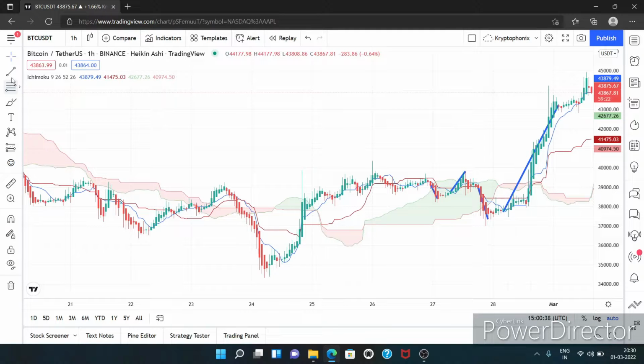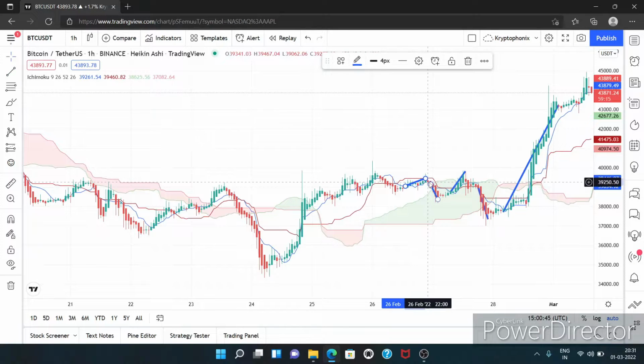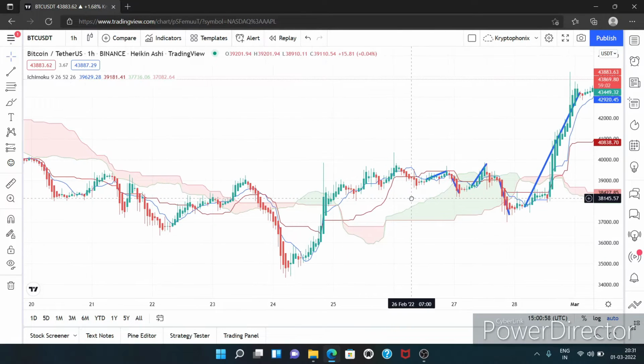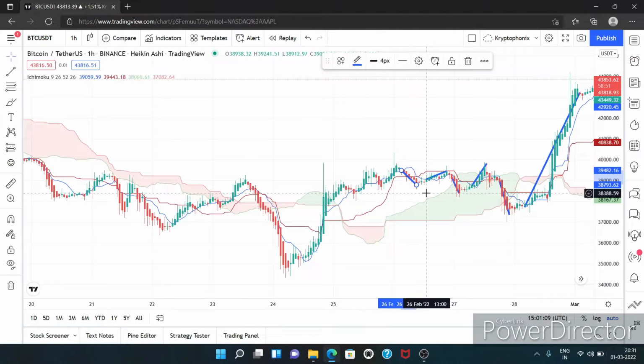This right in front of us, a close above the blue line, small up move, a close below the blue line was a signal to sell. So if someone would not have booked the profit here, they initiated a short trade. Now if you look over here, a close below the blue line from this point, signal to sell, result down move.